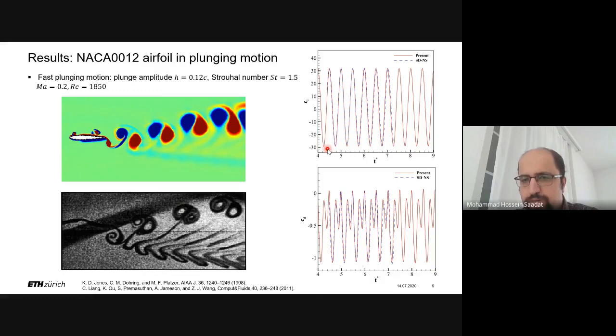The only thing that I want to note is that in this case, the drag coefficient is mainly negative. That means that we have larger thrust with the fast plunging motion.